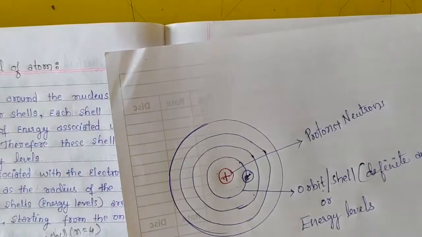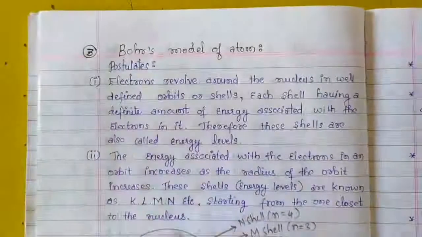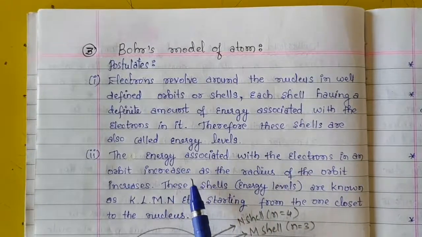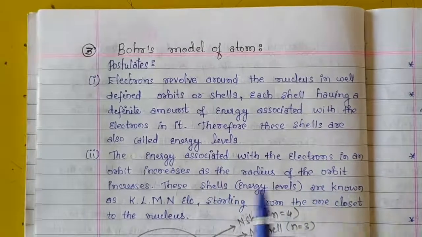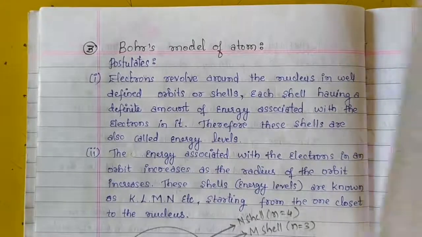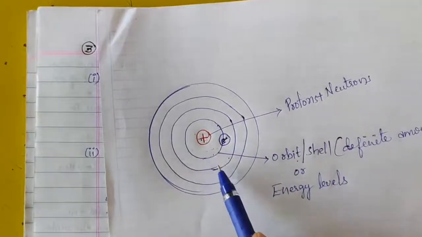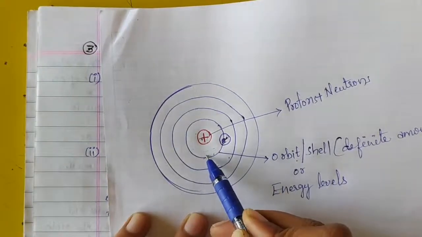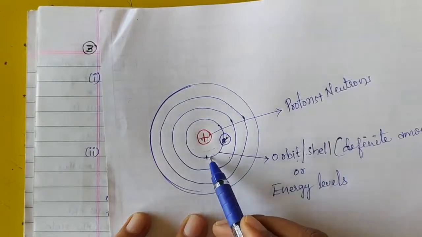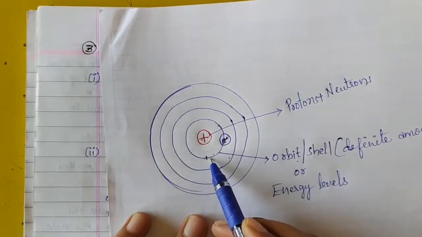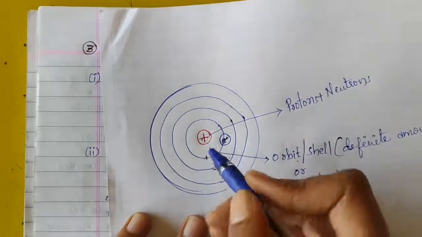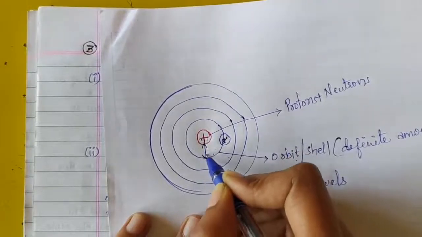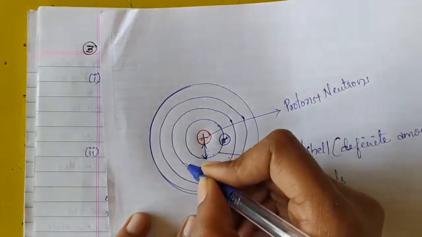We'll see the second postulate. The energy associated with the electron in an orbit increases as the radius of the orbit increases. So, see here children. This is one orbit, this is second orbit, this is third orbit. Here this first orbit has some amount of energy. It is less energy, since the distance between the nucleus and the first orbit is this much.